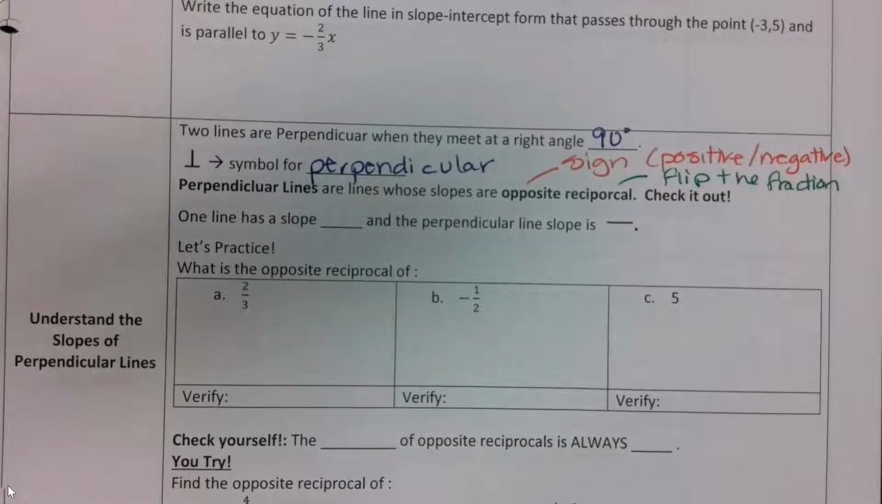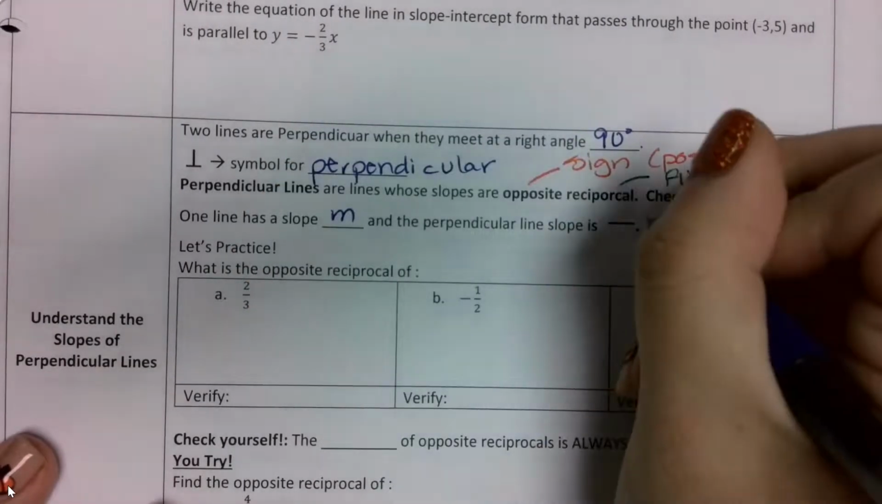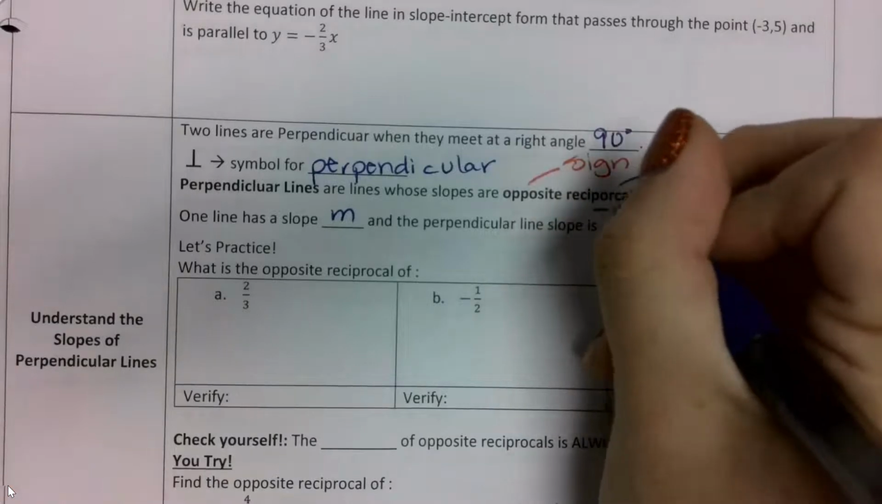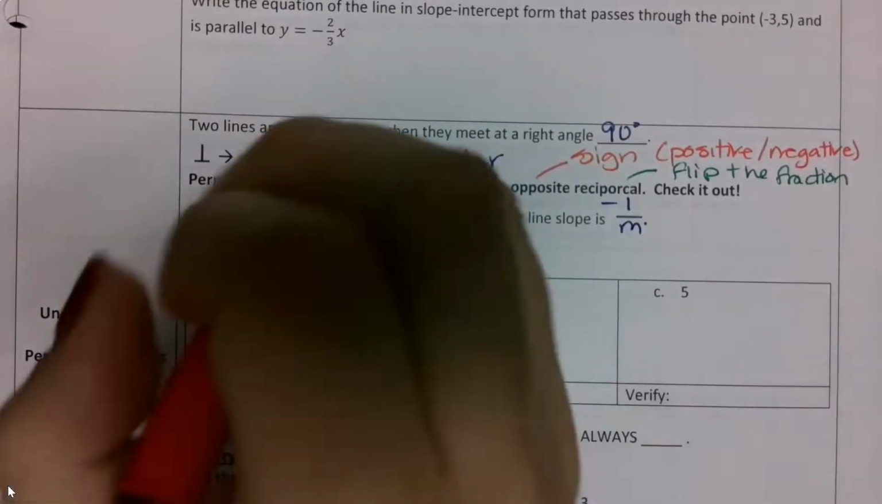So if one line has a slope m, then the perpendicular slope is negative 1 over m. So you change the sign and you flip the fraction, because this one is really m over 1.